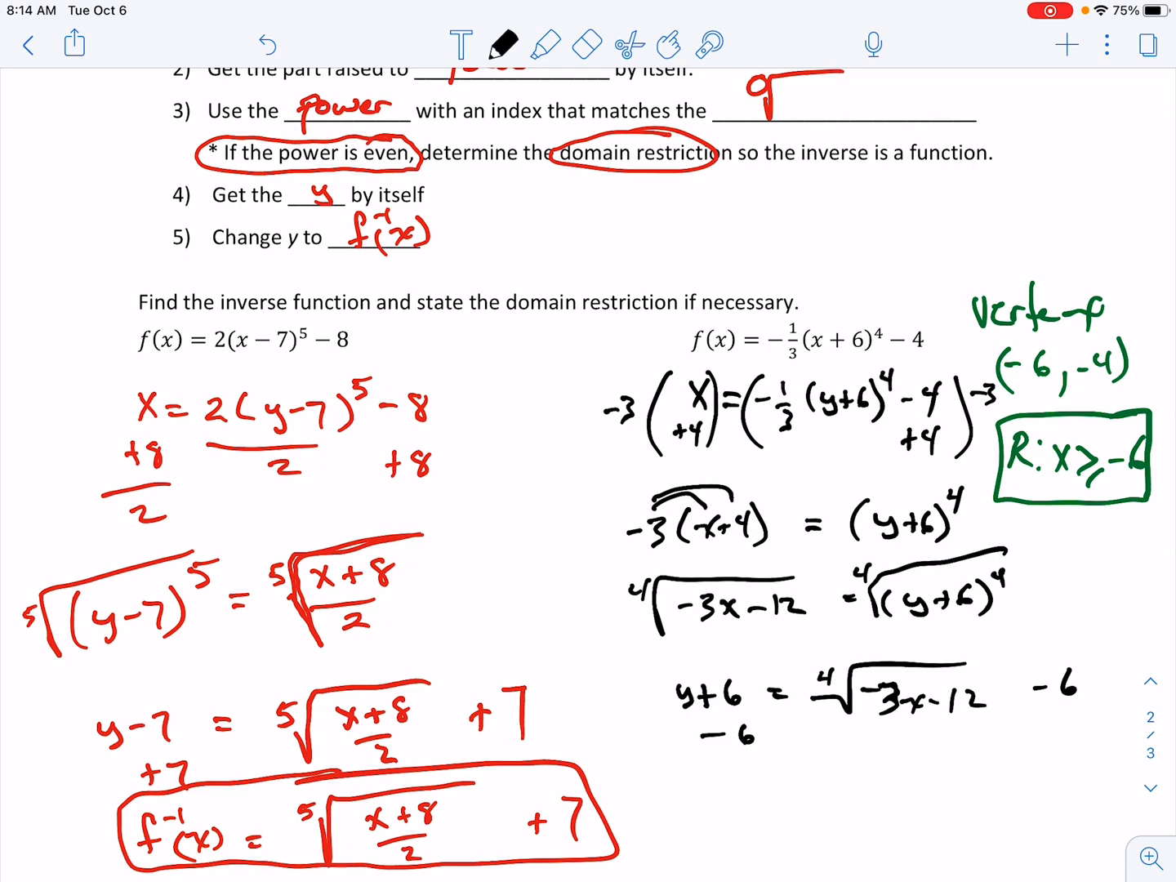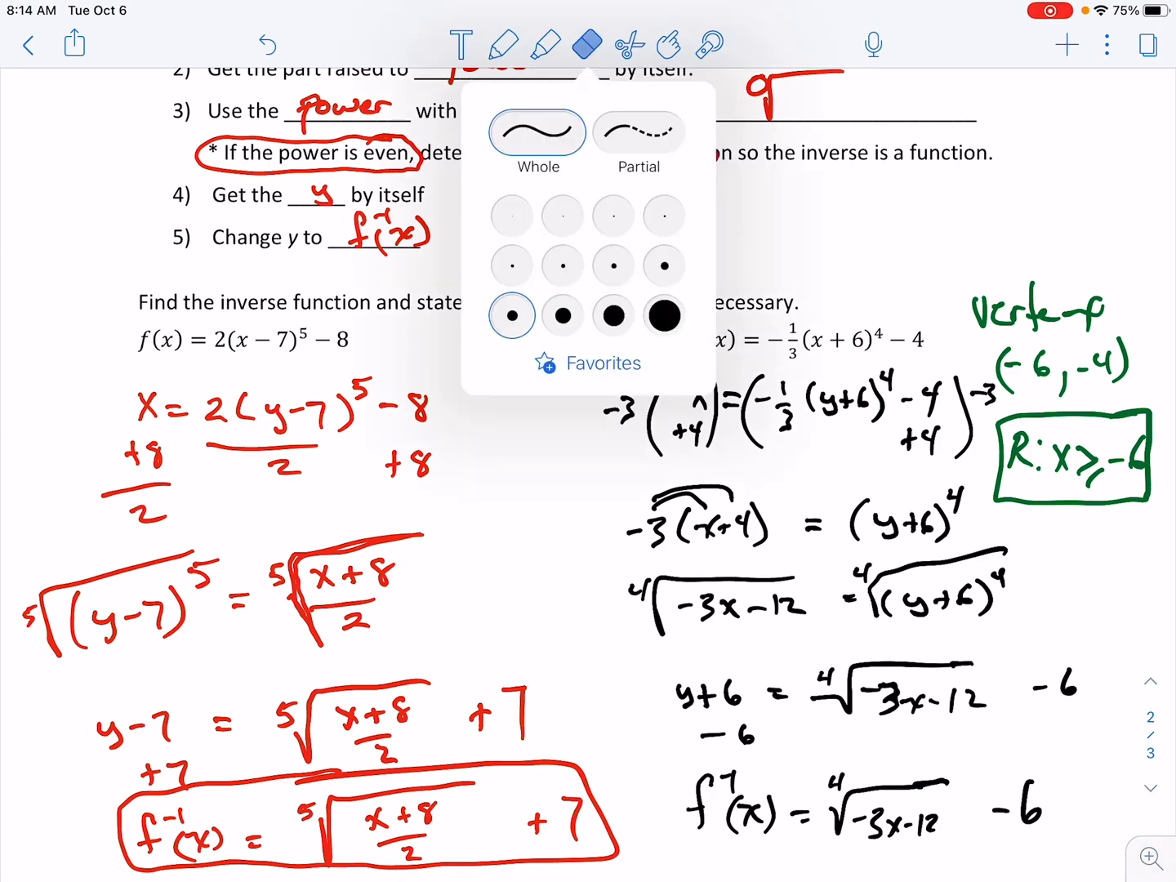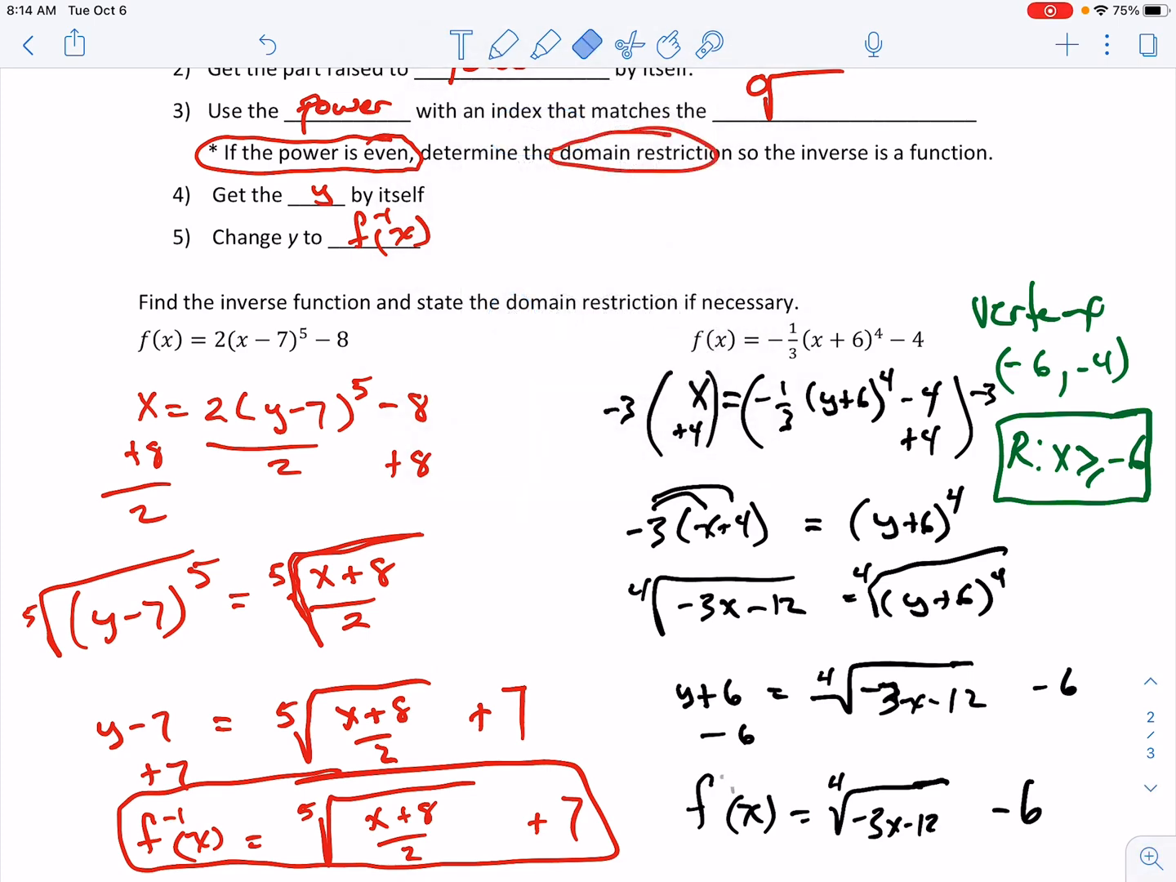I can't combine it with that 12. That 12 is inside, the 6 is outside. Then we can change it to f inverse of x is equal to the fourth root of negative 3x minus 12, where that radical comes over and covers the 12, and minus 6 at the end. Let's see if I can make that just a little neater. f inverse.